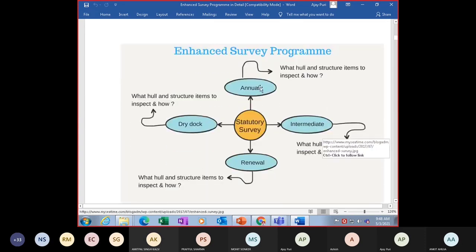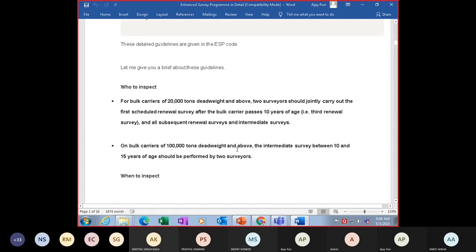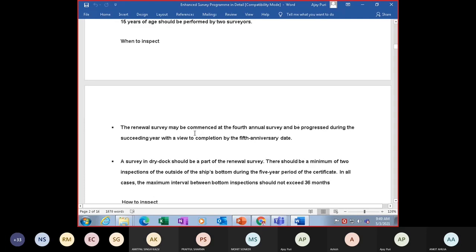So basically यहाँ आपका एनुअल जो हो रहा है, आपको पता है कब करना है, स्टैट्यूटरी सर्वे, ड्राई डॉक, इंटरमीडिएट एंड रिन्यूअल। इसके अलावा एक एनहांस सर्वे होता है जो bulk carriers of 20,000 deadweight and above. 2 surveyors will carry out jointly after the bulk carrier has passed 10 years of age, and all your subsequent renewal surveys or intermediate surveys will be carried out. Of bulk carriers of 1 lakh deadweight and above, intermediate survey between 10 and 15 years should be performed by 2 surveyors. So when it is commenced, renewal survey will be commenced on the 4th annual survey and progress during the succeeding years with a view of completion by the 5th anniversary date.